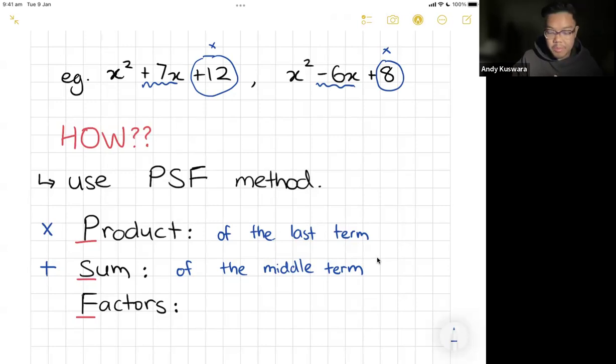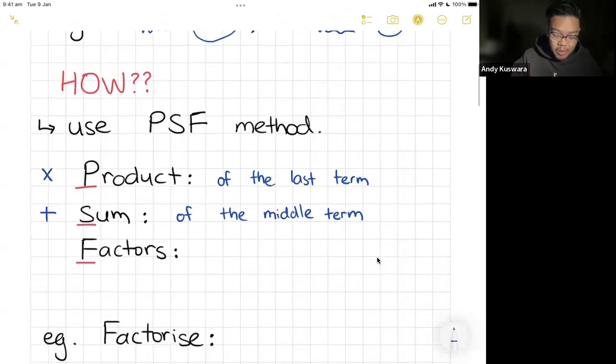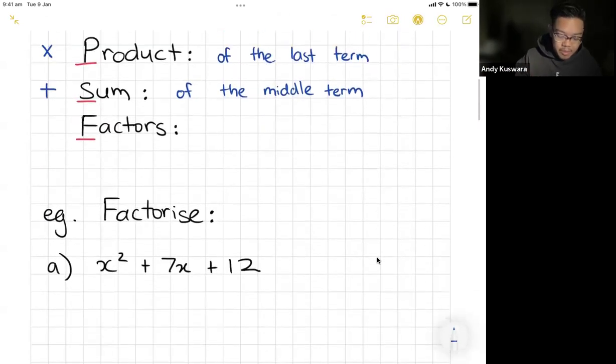Please make sure when you're doing this method, you keep your terms in order. So you always start with your x squared term, and then you have your term with the x, and then you have your term with no x's. Okay, let me show you how this might look like. So for example, factorize x squared plus 7x plus 12.